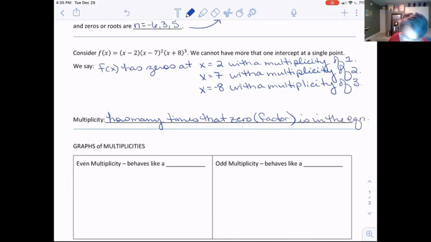I use EQN for short for equation. So the x minus 2, that 0's factor only shows up once. The x minus 7, technically there's 2 of those, and then there's 3 of the x plus 8s. Now, how does this help us? The multiplicities of the zeros help us figure out the behavior at that x-intercept.